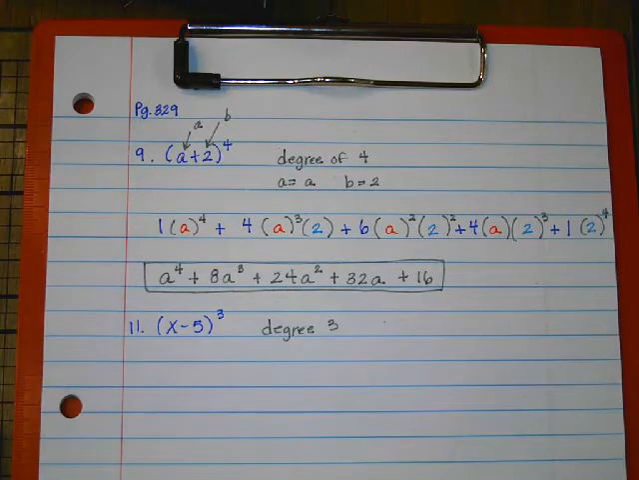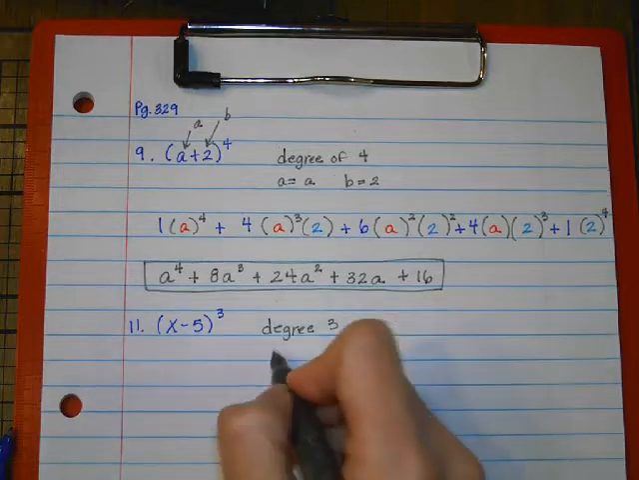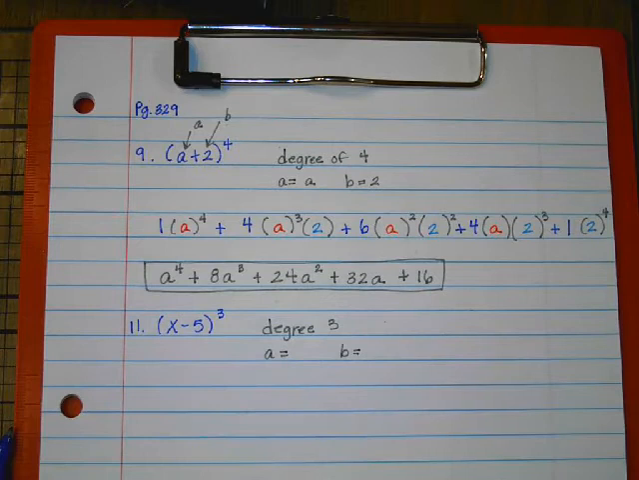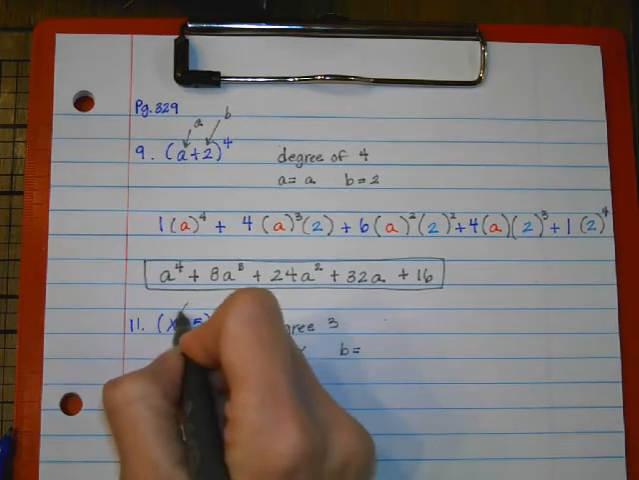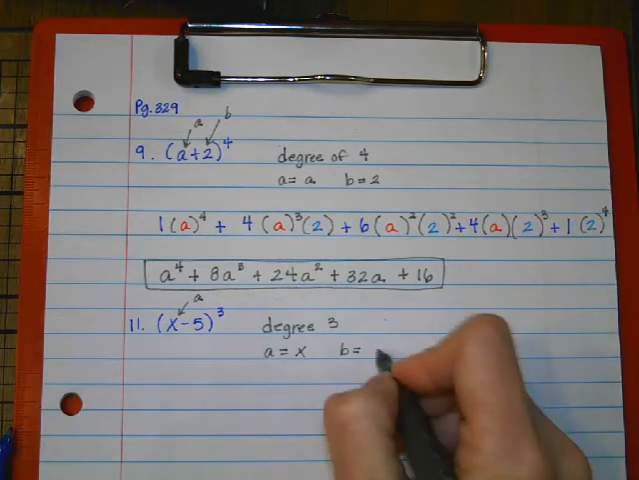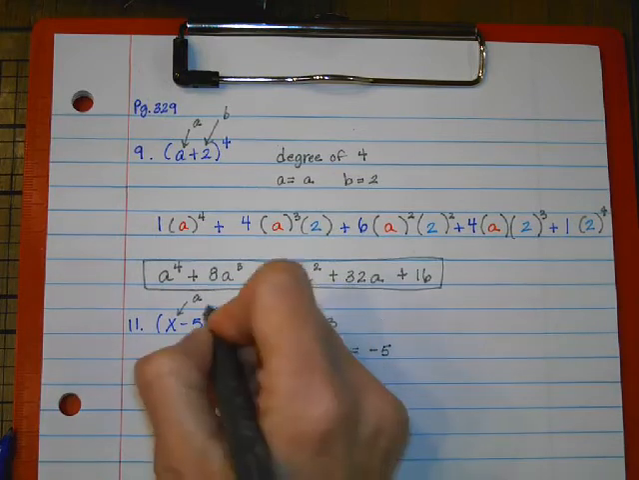All right, so what's the next thing I need to identify? Raina Smith. That's right, my A value and my B value. All right, Raina, what is my A value? That's correct. It is x. That is my A value. What is my B value? That's correct. It's negative 5. So that's my B value.